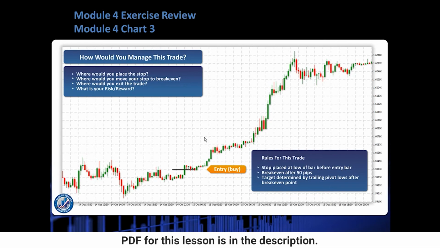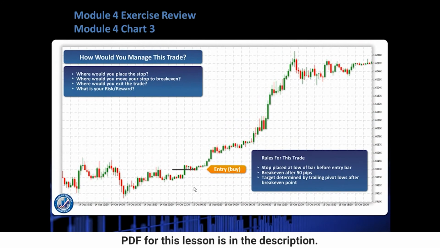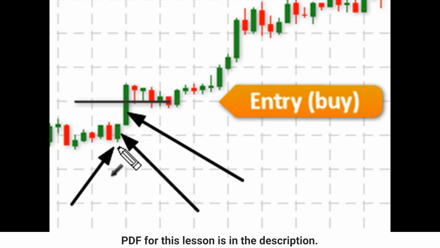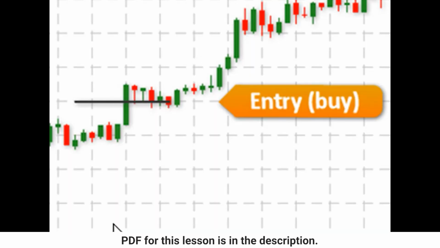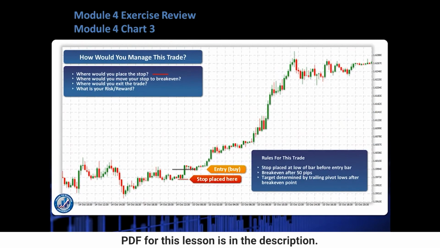So where are you going to be placing your stop? This is an easy one. The rules designate the exact place, and that is the low of the bar before the entry bar. So the entry bar is which bar? It is this bar right here. So the bar before the entry bar is this bar right here. And the low of the bar before the entry bar is this low, obviously right here. So the stop will be placed as shown under the low of the bar before the entry bar, which is the low of this green bar right here.